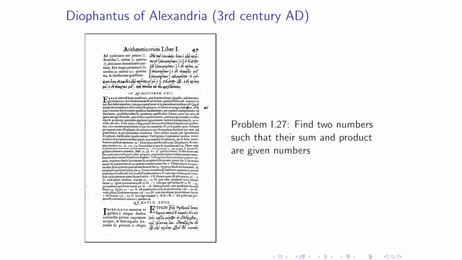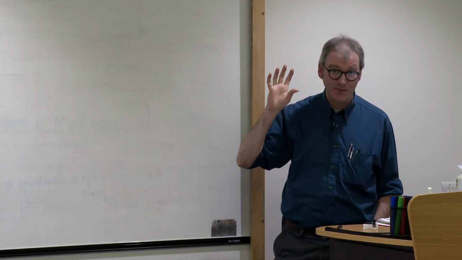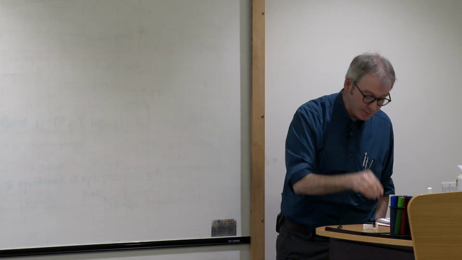So for example, Book 1, problem 27 says, find two numbers such that their sum and product are given numbers. So actually it's a bit like the Babylonian problem that we just had. And in fact, the solution recipe is not a million miles away from what was being done before. So this is worked through as finding two numbers that add to 20 and that multiply together to make 96. Leave it as exercise for the reader as to what those numbers actually are. But as I say, the recipe for finding the solution is not hugely different from what we've seen before.